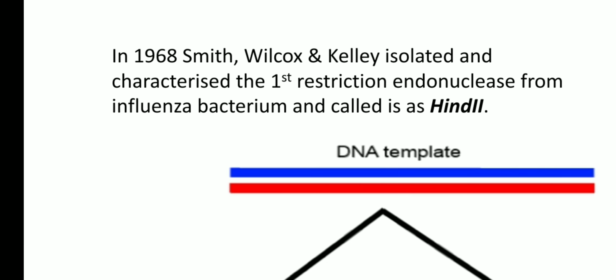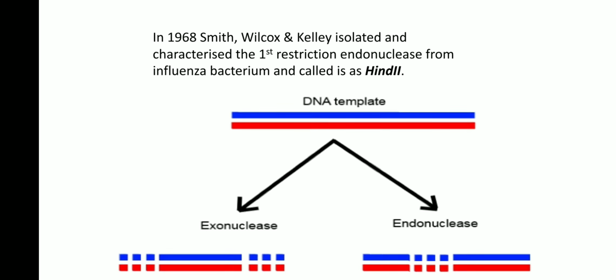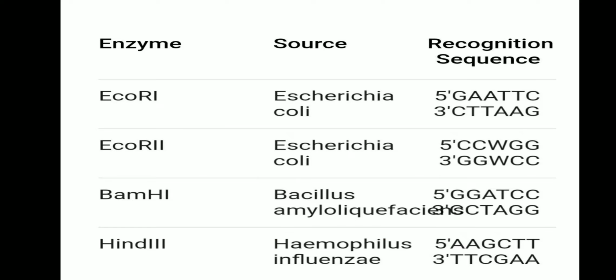In 1968, Smith, Wilcox and Kelley isolated and characterized the first restriction endonuclease from Haemophilus influenzae bacterium and called it HindII enzyme. Restriction enzymes are widely found in prokaryotic organisms. For example, EcoRI, EcoRII, BamHI, HindII, HindIII, etc. are restriction enzymes.